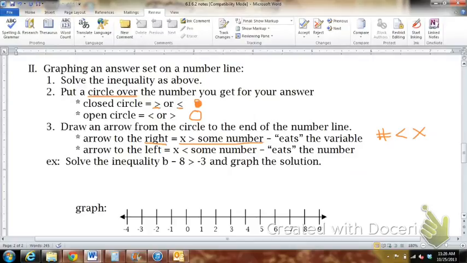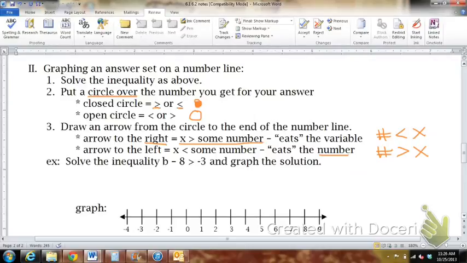And then if the number is bigger, if it's eating the number, or x is less than the number, then your arrow is going to go to the left. So again, if it was flipped and your variable was on the right, as long as it's eating the number, the number is bigger, which means x is smaller, and smaller numbers go to the left.